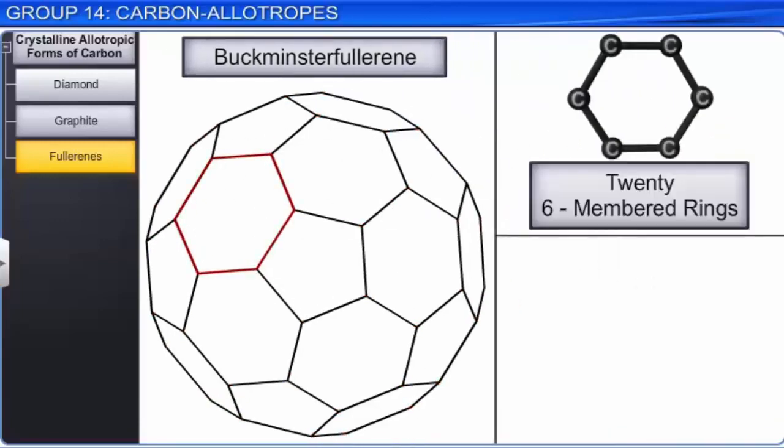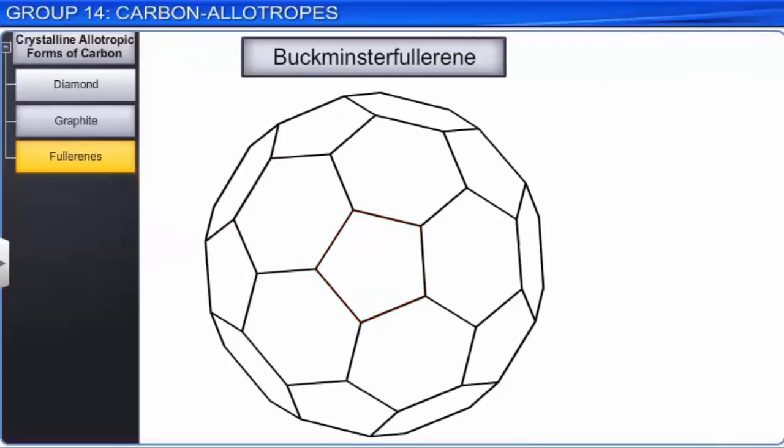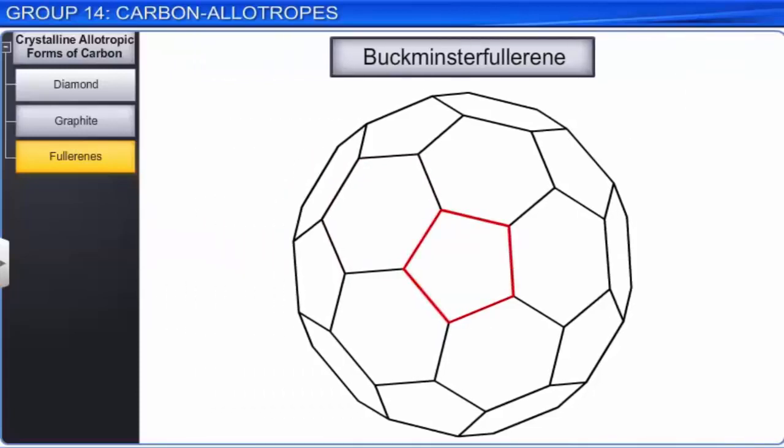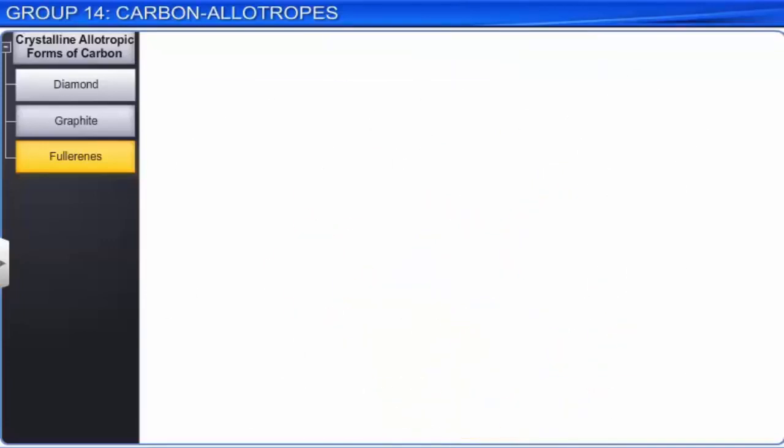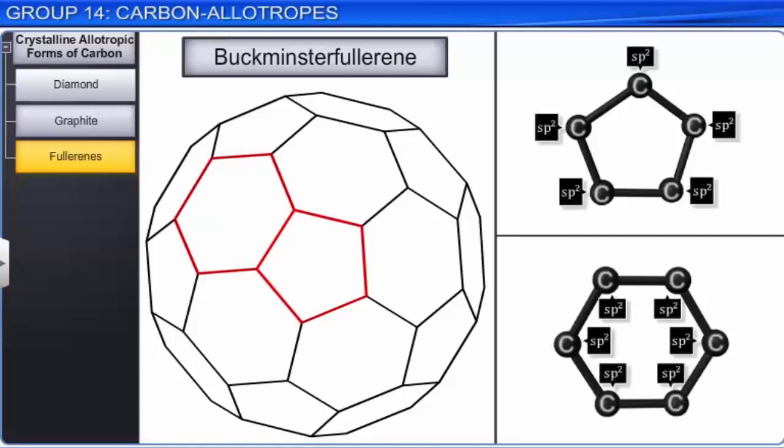It contains 20 6-membered rings and 12 5-membered rings. A 5-membered ring is fused with only 6-membered rings, while a 6-membered ring is fused with 6- or 5-membered rings. All the carbons in the Buckminsterfullerene molecule are sp2 hybridized.